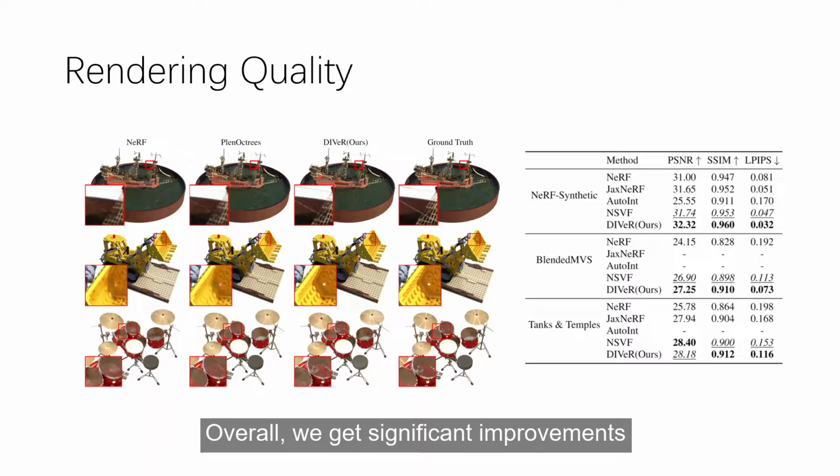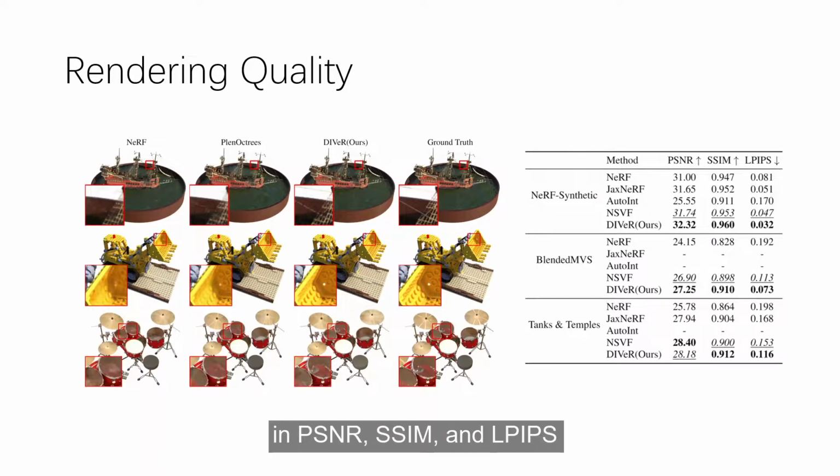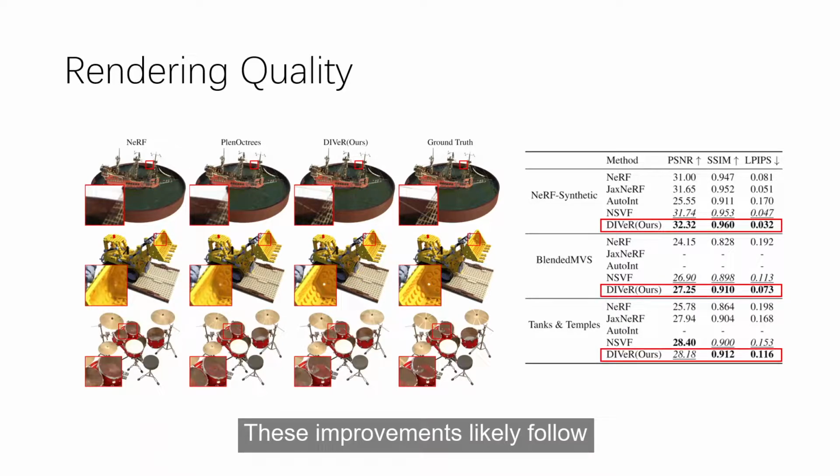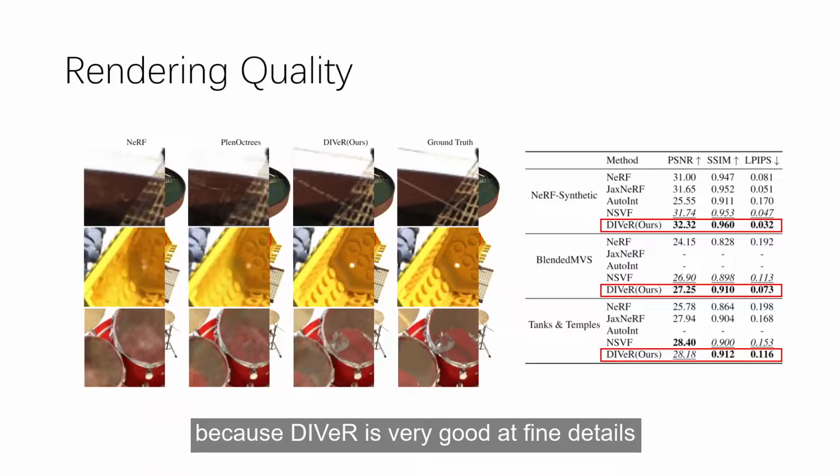Overall, we get significant improvements in PSNR, structural similarity, and LPIPS. These improvements likely follow because DIVeR is very good at fine details.